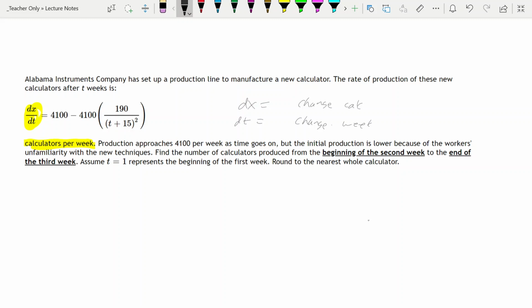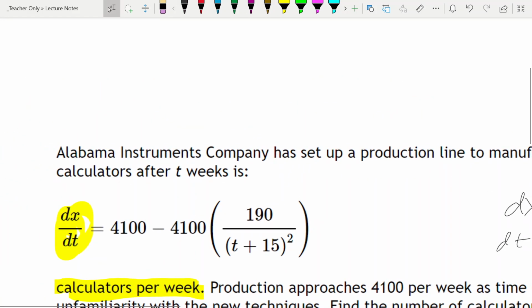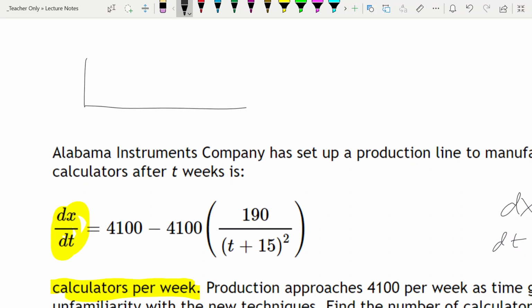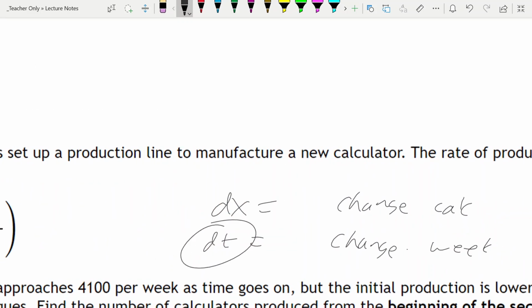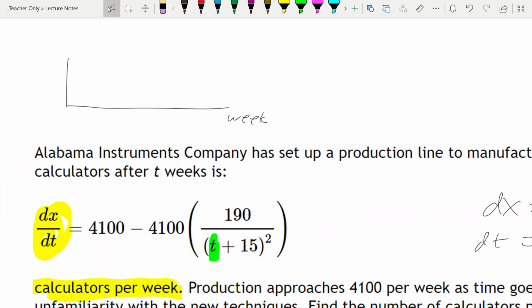Okay. Now, if we imagine what this function graphed would look like, which isn't necessary, just trying to build the picture. What are we putting into this function? Well, t is the input variable, right? So again, this would be weeks, because we already said dt is change in weeks, so t would just be weeks. And then the output would be the dx/dt, which would therefore be calculators per week. Okay, so if you can imagine that.